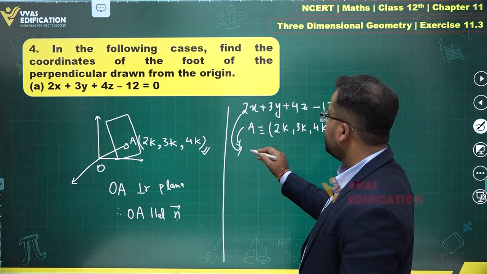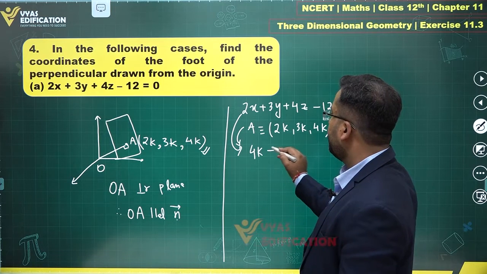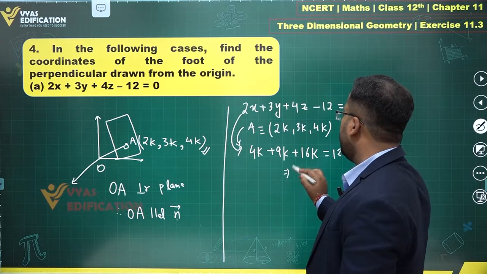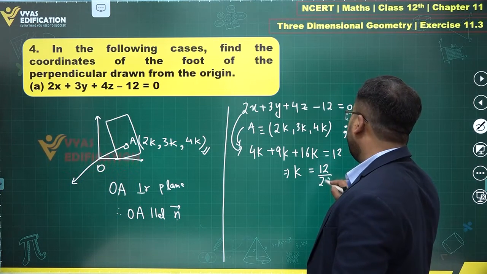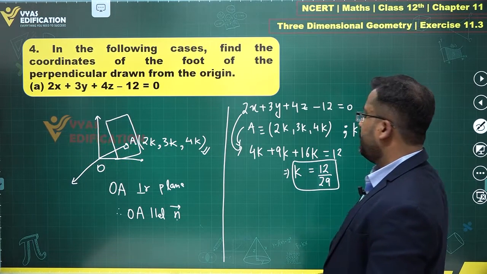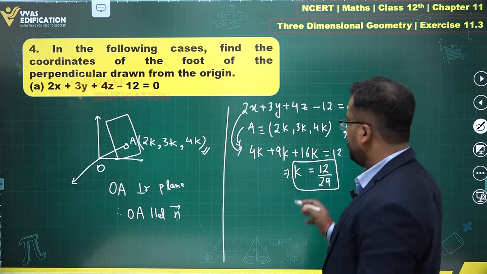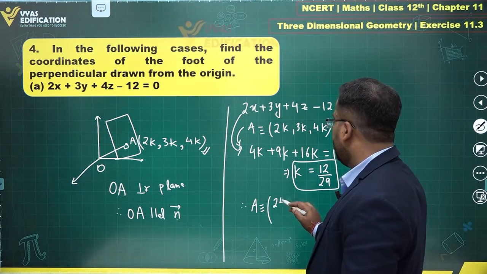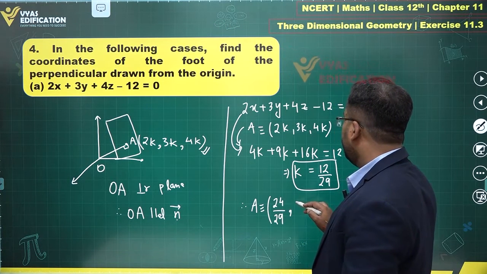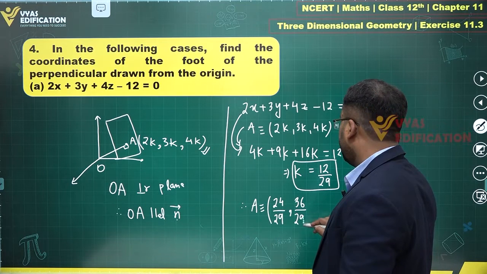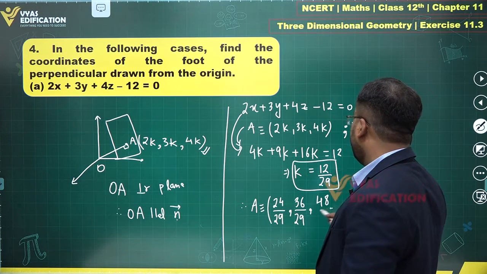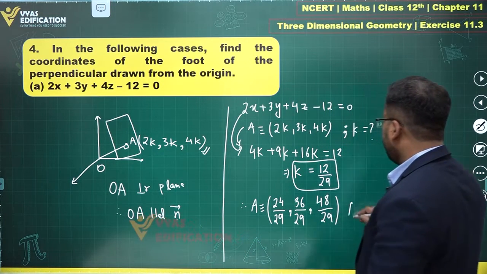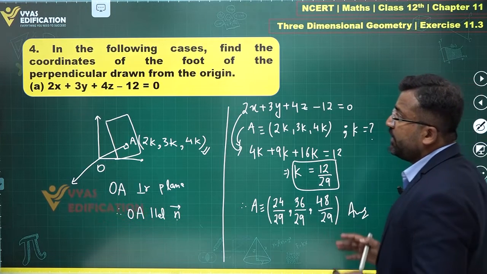What does this tell me? This tells me that 2 into 2k, which is 4k, plus 9k plus 16k is equal to 12, and that tells me k will be equal to 12 upon 29. Once you are aware of this much, therefore the coordinates of A, that is the foot of the perpendicular, will be 24 by 29, 36 by 29, 48 by 29. You can see these are proportional to the normal vector, which is 2, 3, 4. That's my required answer for this particular part A.